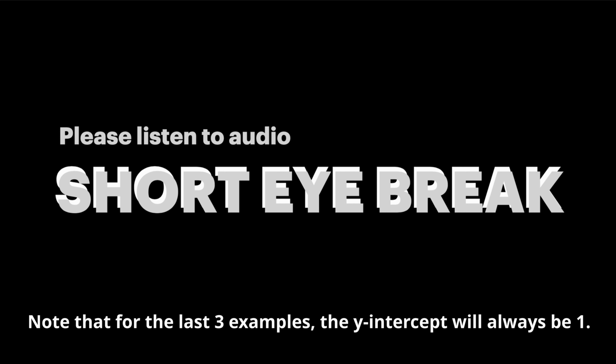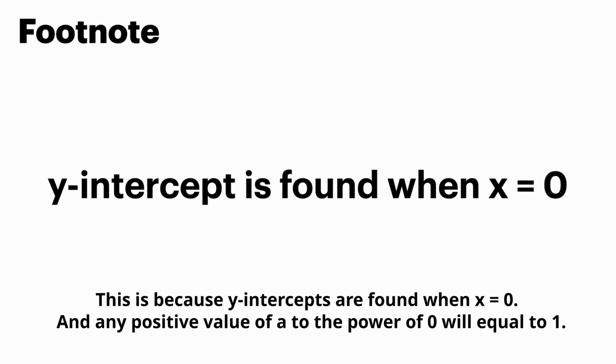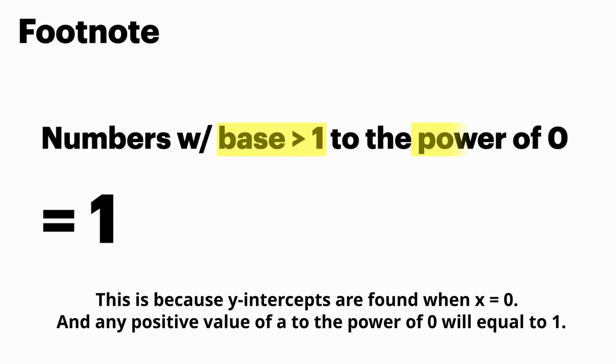Note that for the last 3 examples, the y-intercept will always be 1. This is because y-intercepts are found when x equals 0, and any positive value of a to the power of 0 will equal 1.